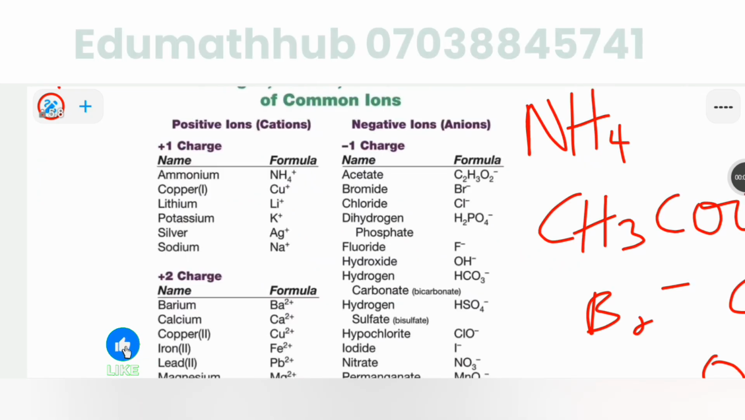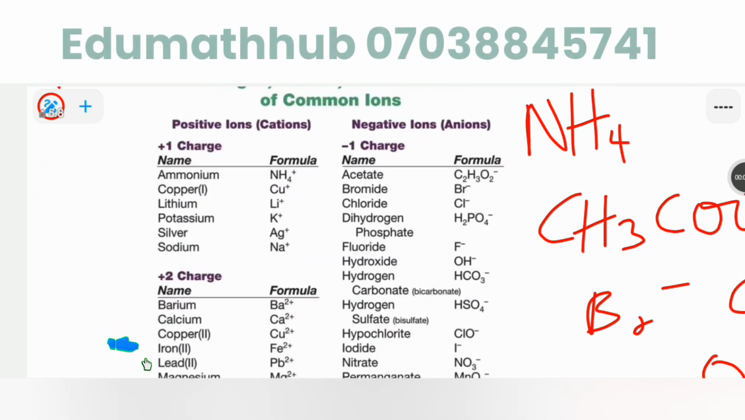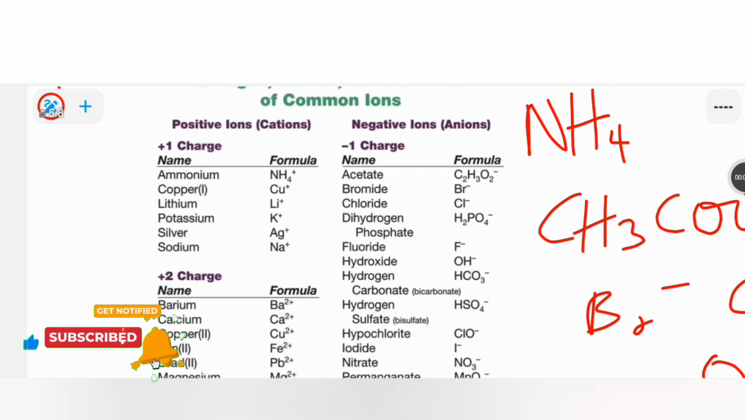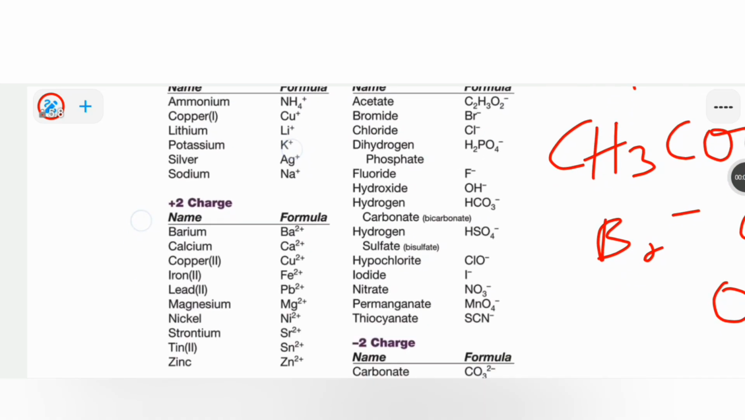The same goes for dihydrogen phosphates, which is the H2PO4 ion. Just combine their powers to get the formula. Then let's take the next one, for the +2 charges.